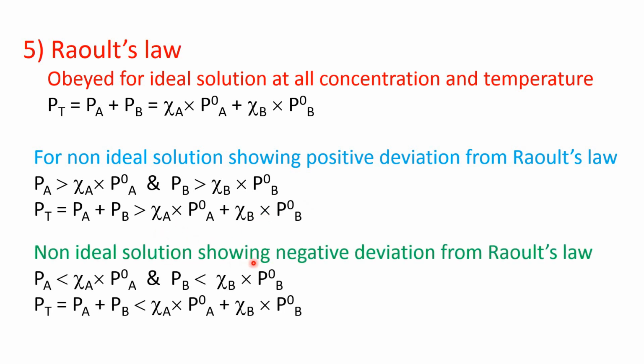Now, a non-ideal solution showing negative deviation from Raoult's law. In this case also, the partial vapor pressure of the component will be less than that calculated by using Raoult's law, that means less than the theoretical value. So, the total vapor pressure of the solution, or the observed vapor pressure of the solution, also will be less than that calculated by using the Raoult's law equation.